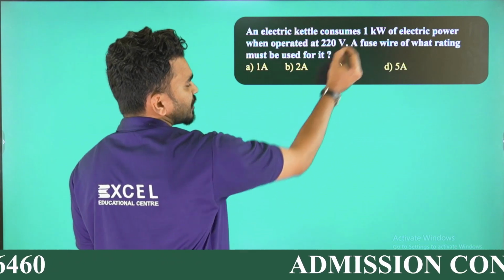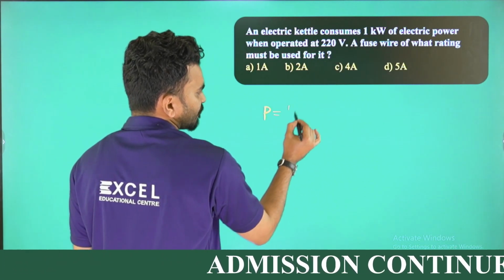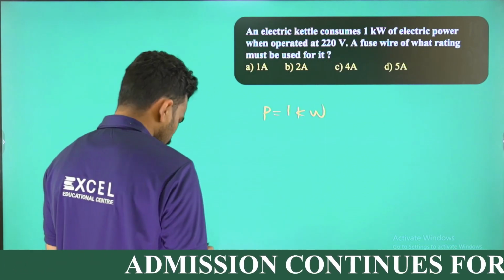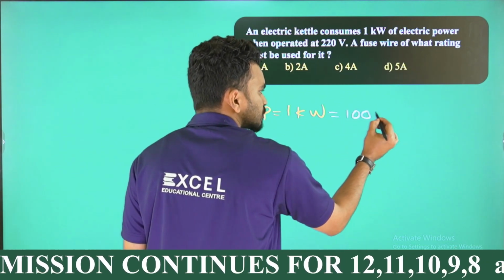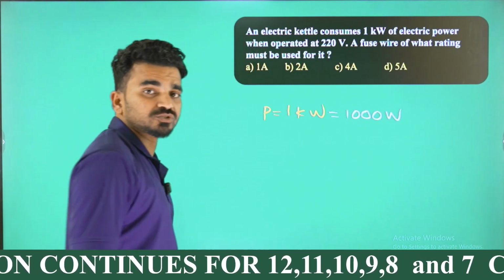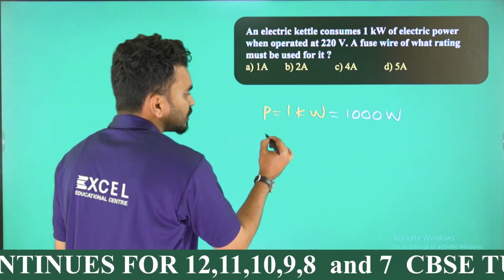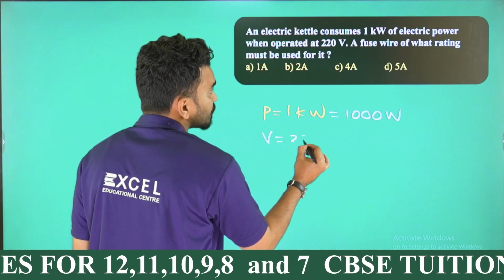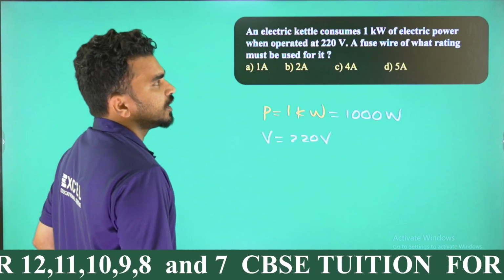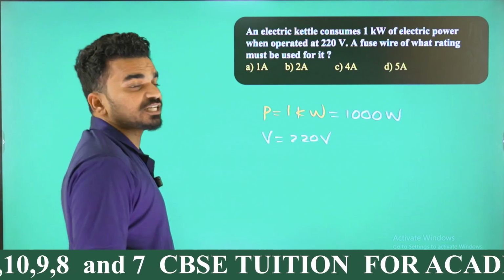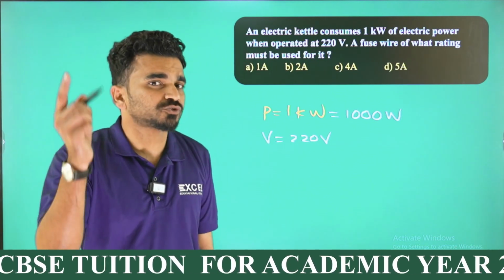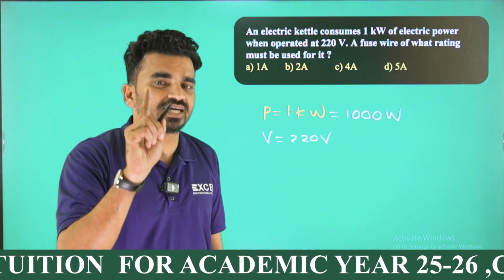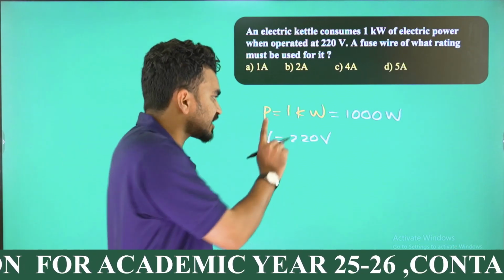So what is given here? Power is 1 kilowatt. Will you continue with the kilowatt? No, you have to convert it into watt. 1 kilowatt is 1000 watt. Then what's the voltage here? Voltage is also given, 220 volt. And what do we want to find? The fuse rating. How will you decide the fuse rating? First you should find how much current the device needs.